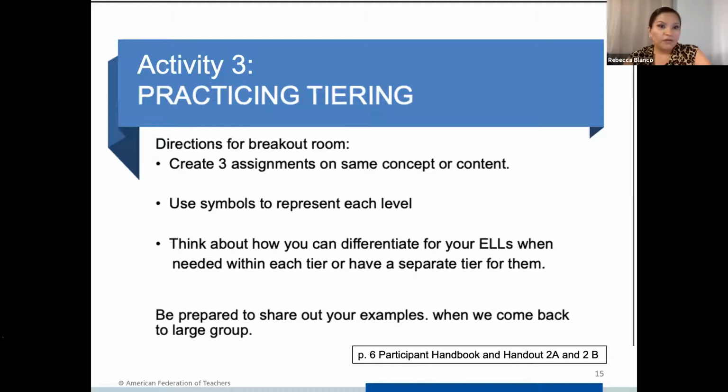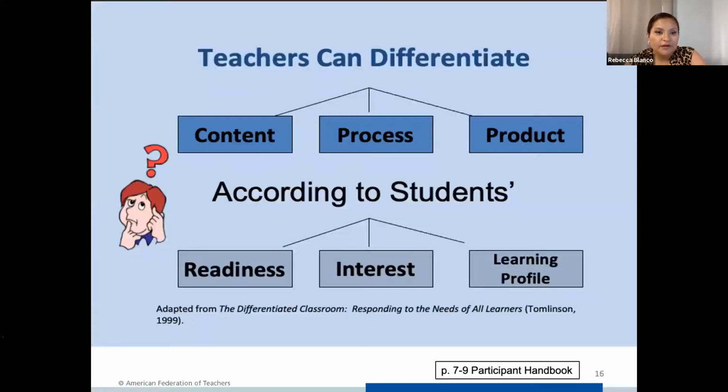So one way of differentiation is tiering, right? But there are other ways. So we're going to be looking at that in a little bit. Okay. So now we're going to look at how to differentiate using content, process, product, readiness, interest, and learning profiles. Right. So we kind of just talked about how to differentiate based on the tiering, right? So based on where they're at. So what are they able to do, their abilities, right? Now we can take that a little bit further and look at what we can do.